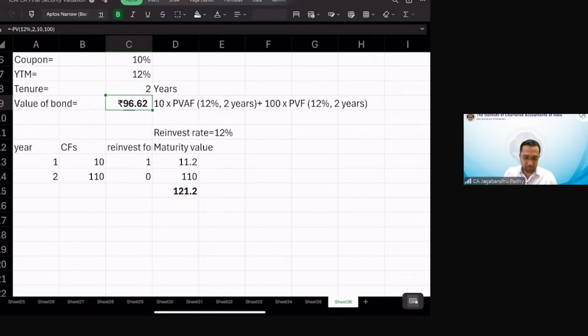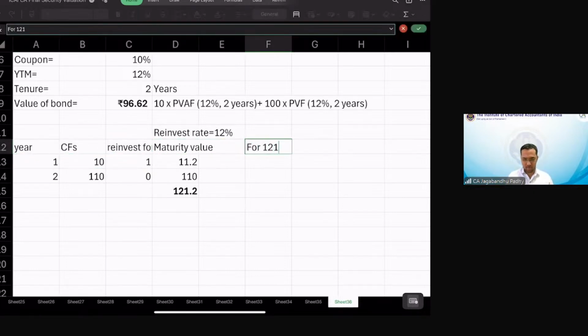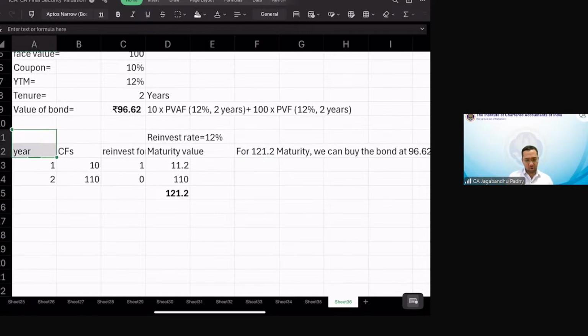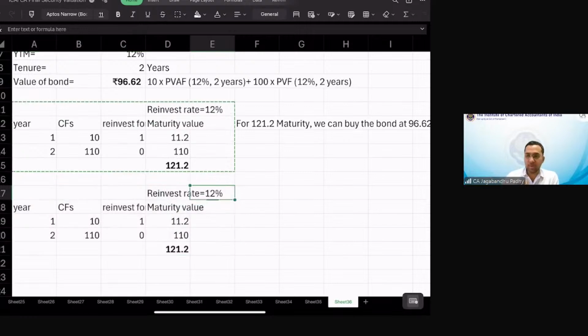Now, if we take it a bit ahead, let's say for 121.2 maturity, we can buy the bond at 96.62. But are you sure that the reinvestment rate is going to remain the same 12%? Are you sure that the reinvestment rate is going to be the same 12%?